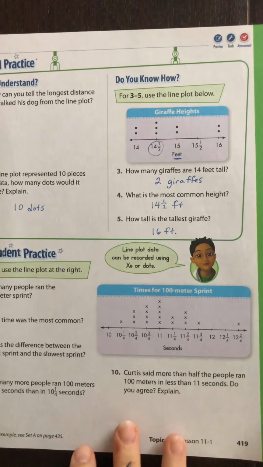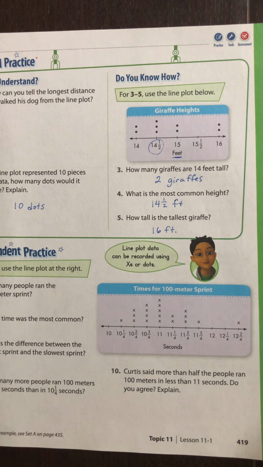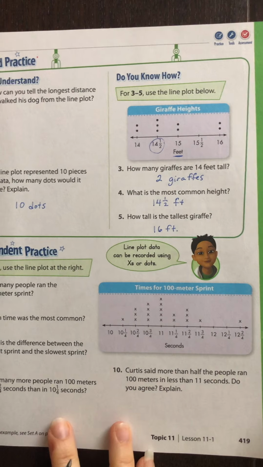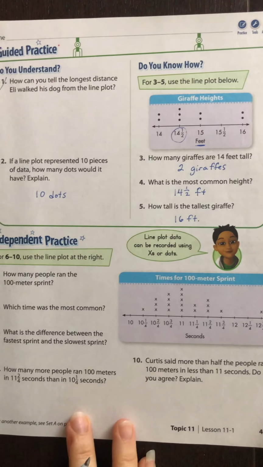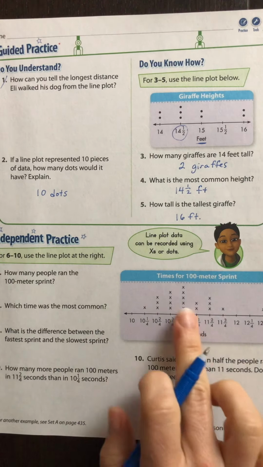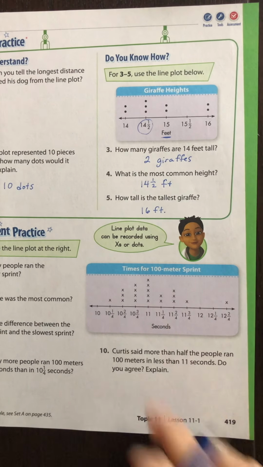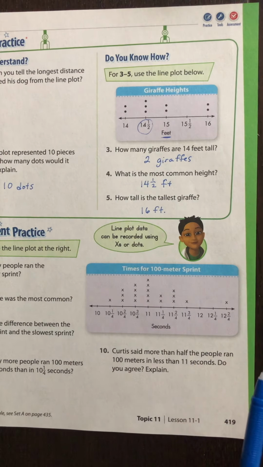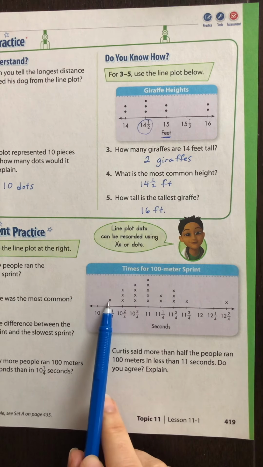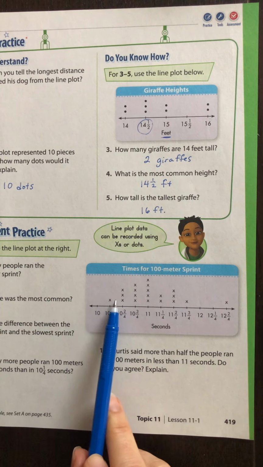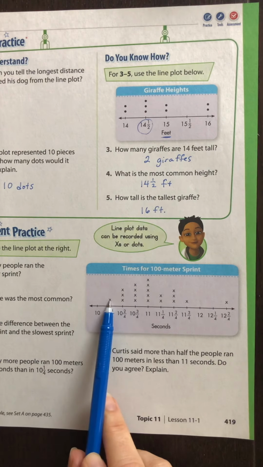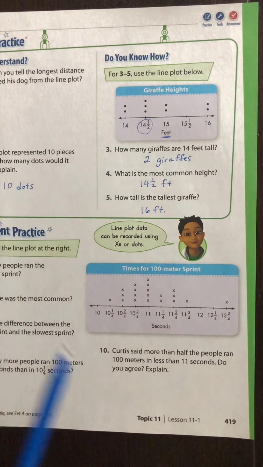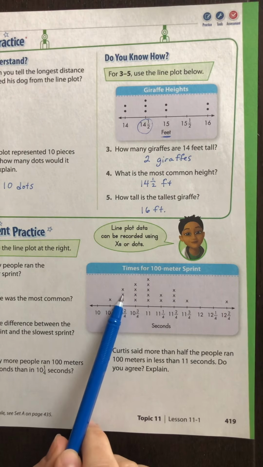Now you get to practice after you watch the visual learning video and follow along on page 418 in Envision. You'll come back to this and you will do 6 through 10 using this line plot on times for 100-meter sprint. Remember, I told you that the dots could also be represented as X's. This X is the same thing as a dot up here. One piece of data, each X.